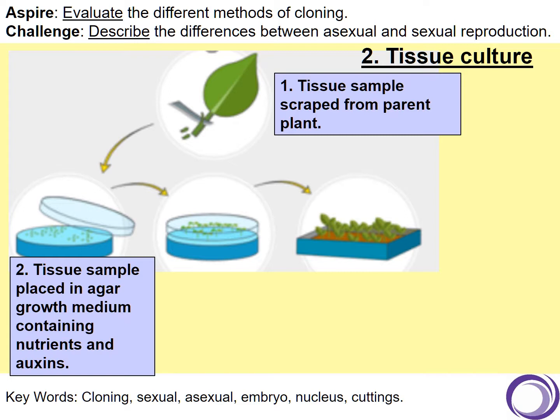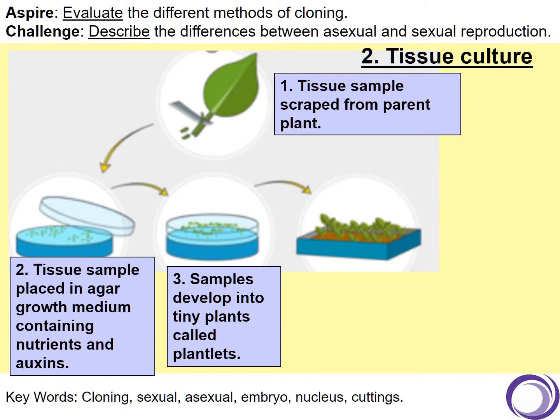So you might have used these Petri dishes with this agar jelly on it when you've looked at microbiology and you've grown bacterial samples. Similar kind of growth medium would be used, but this time it would contain the nutrients and auxins to ensure that those tiny little bits of tissue sample from the plant do then grow and develop into tiny little plants called plantlets. And again, the lid would be put on to just retain the moisture, stop them drying out until they get going.